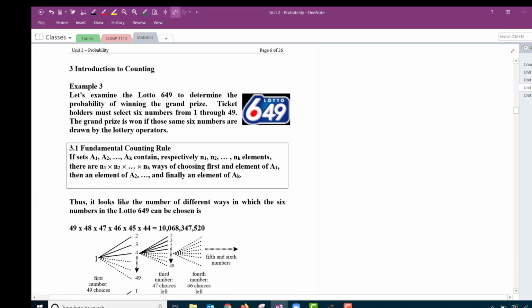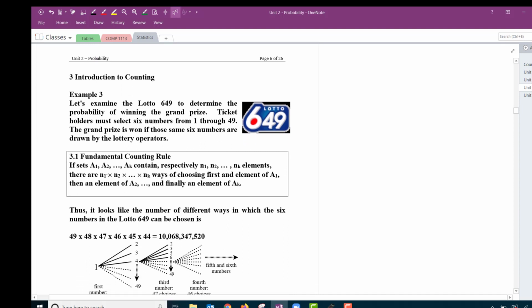Speaking of counting, it's not the easiest procedure to do, but there are only a few rules to learn, I guess. The fundamental counting rule, where you have a bunch of different events and you count the number of times each one can occur. If you multiply them all together, that's the total number of ways that the outcomes can happen. The classic example, most of us are aware of the 6/49 lottery.